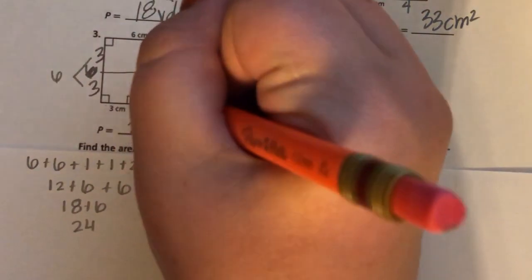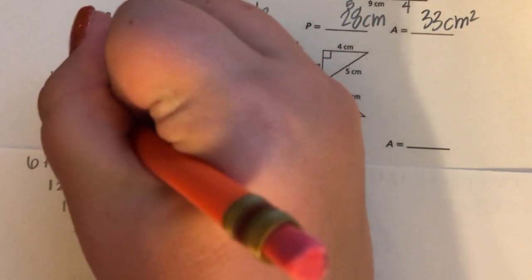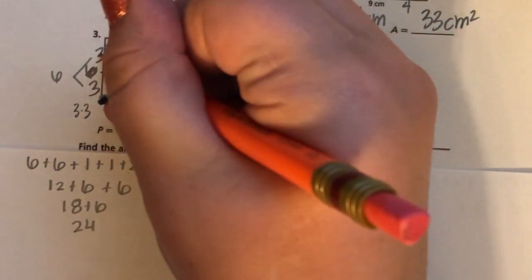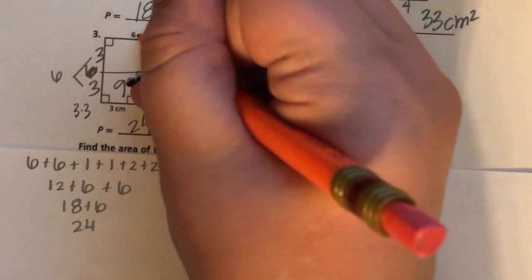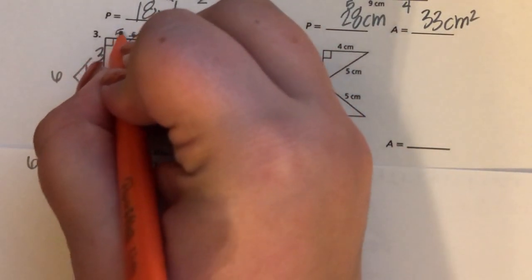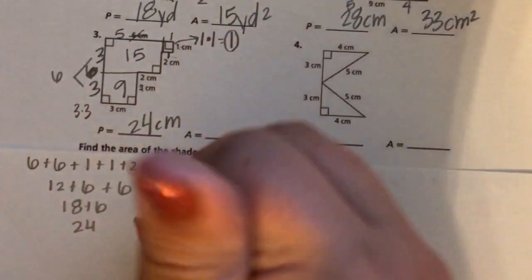quadrilateral. Now I have to think, okay, so that must be 3 because I want it to match it. And 3 plus 3 would equal 6, which is the total length. I can't just make up lengths. And so my bottom quadrilateral is 9 because it's 3 multiplied by 3. And my top is 15 because it's 5 multiplied by 3.